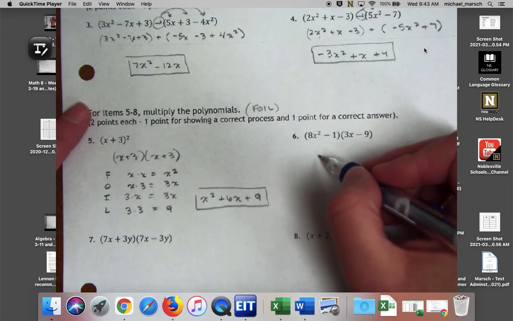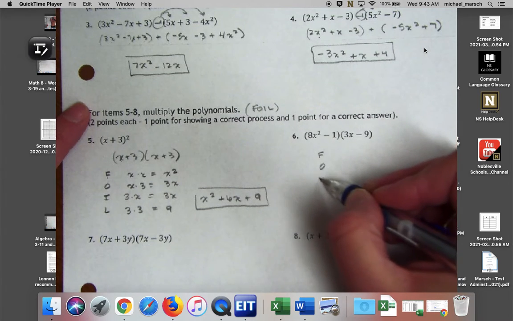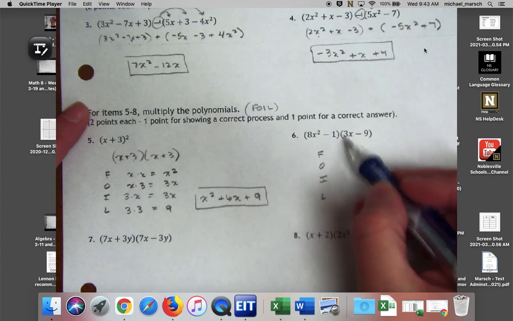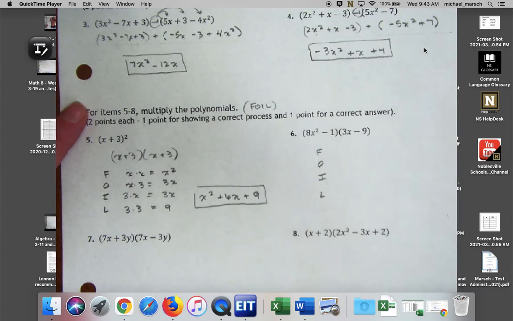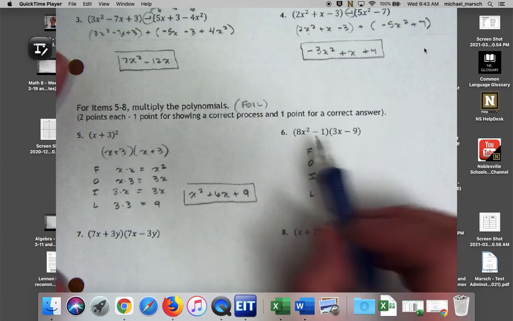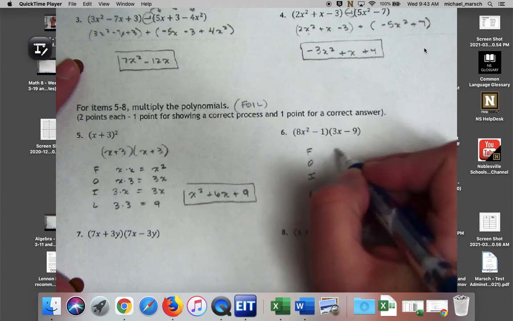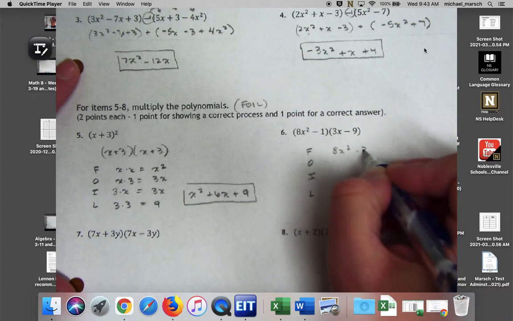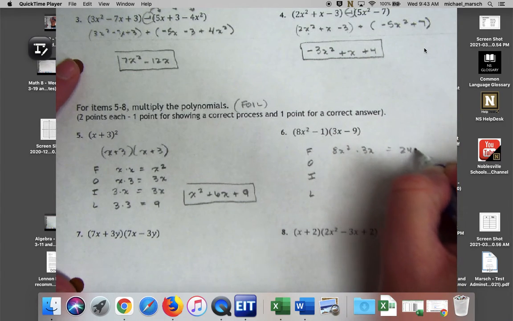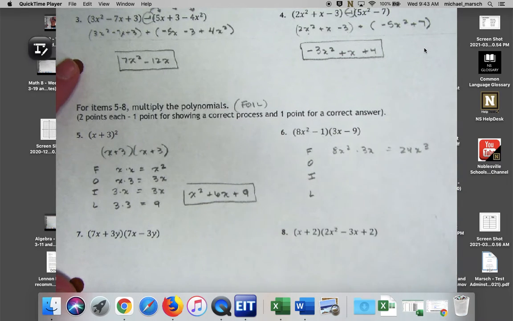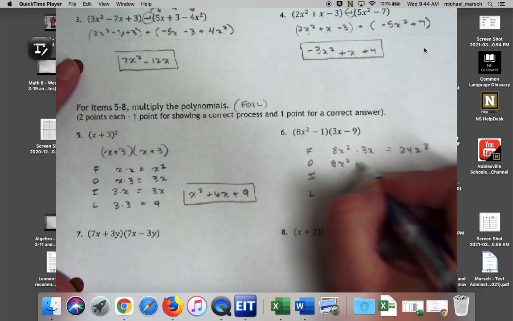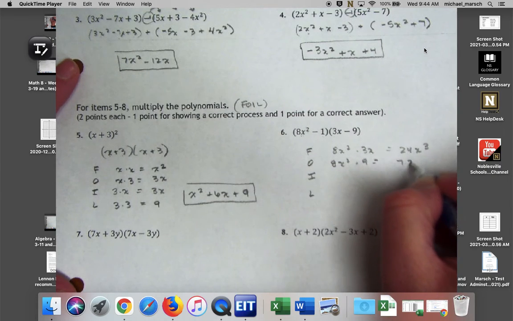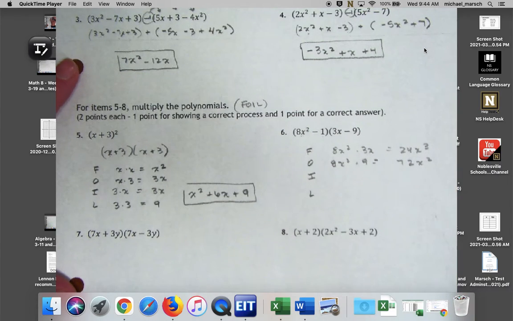All right, let's do number 6, first, outer, inner, last. Remember, I'm talking about the first terms, the outer terms, the inner terms, the last. Right? This is just an organization method. So 8x squared times 3x is going to give me 24x to the third. Outer, 8x squared times 9 is going to give me 72x squared.